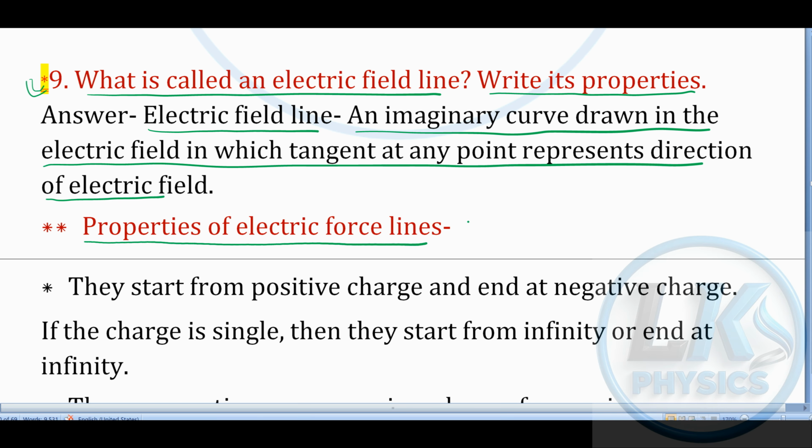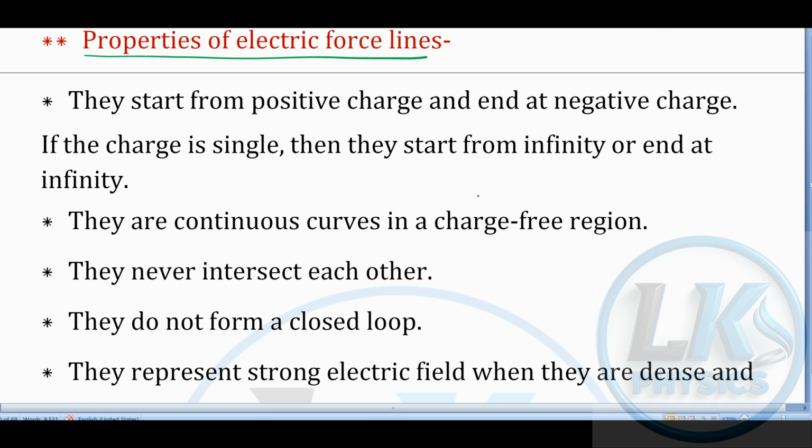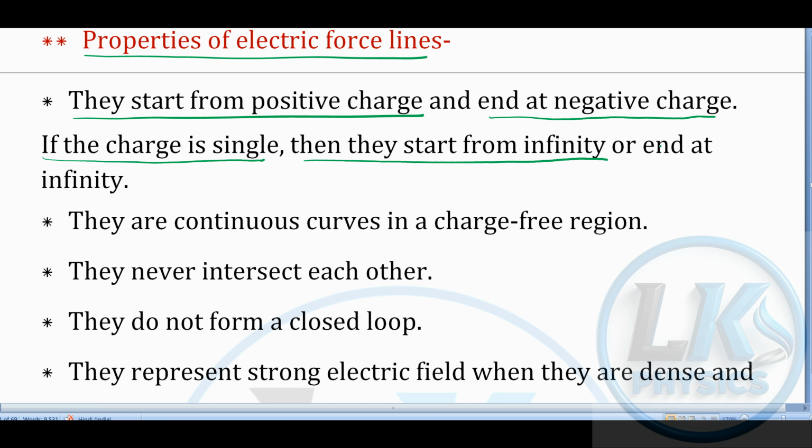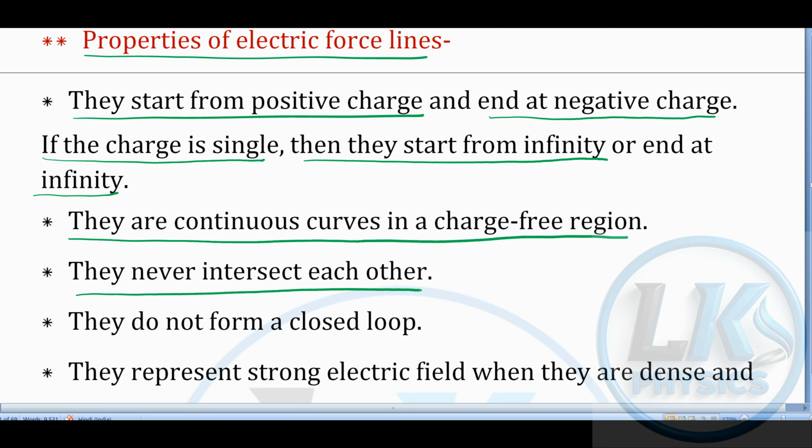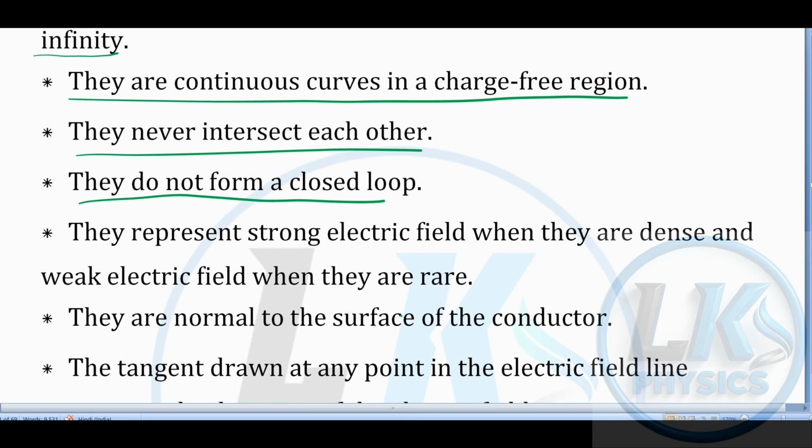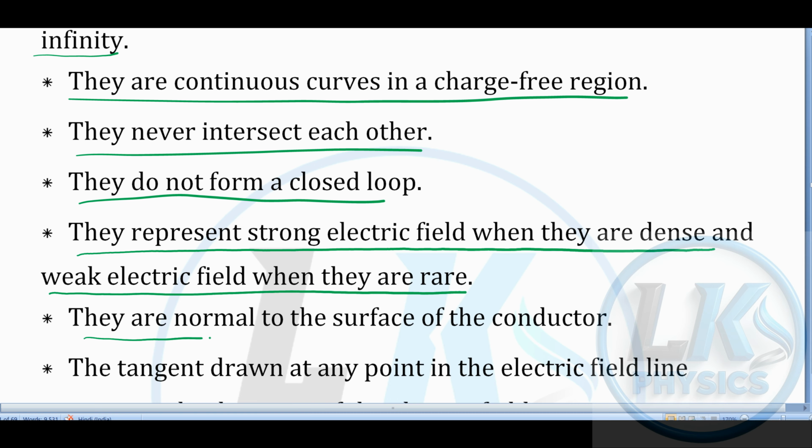The properties of electric force lines or field lines are: they start from positive charge and end at negative charge. If the charge is single, then they start from infinity or end at infinity. They are continuous curves in charge-free region. They never intersect each other. They do not form a closed loop. They represent strong electric field when they are dense and weak electric field when they are rare. They are normal, or perpendicular, to the surface of conductor.